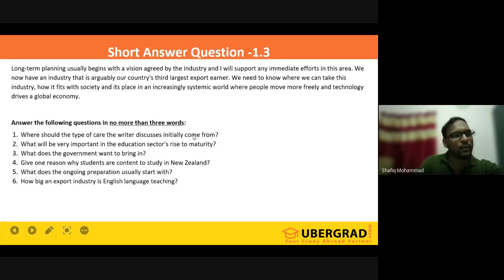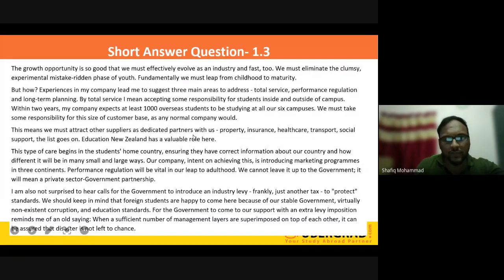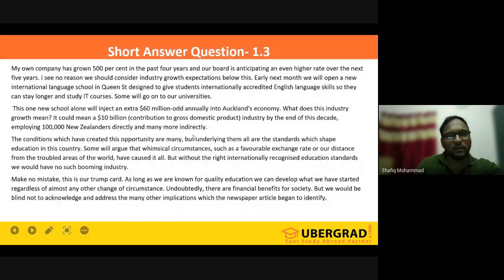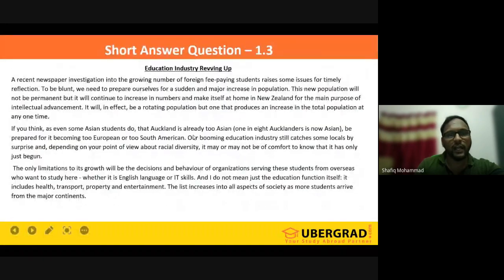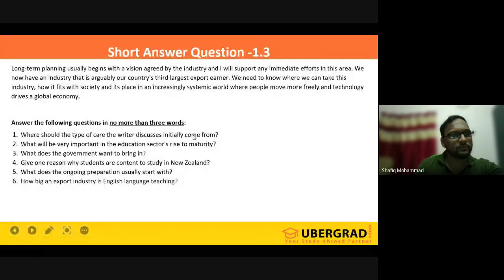Then fourth is: give one reason why students are content to study in New Zealand, or why they study in New Zealand. That is the question, right? Because of the intellectual advancement, and what else you can give: education standards also you can give. So one good answer would be intellectual advancement. Fourth one, give one reason, right? Intellectual advancement, or even the standard also you can write. Again, it is repetitive, but yes, even that you can write.